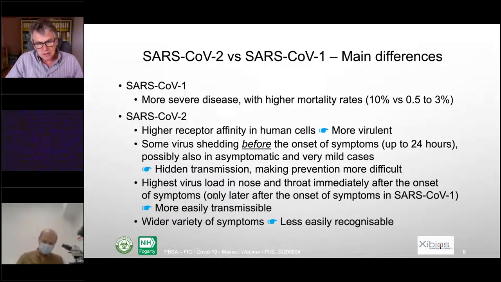Then the last point is that the symptoms are much more diverse in the second coronavirus. So it's less easy to recognize the virus. So some people, for instance, have mostly some intestinal problems, something which doesn't have anything to do with respiratory disease. In that case, of course, it's much more difficult to identify COVID.